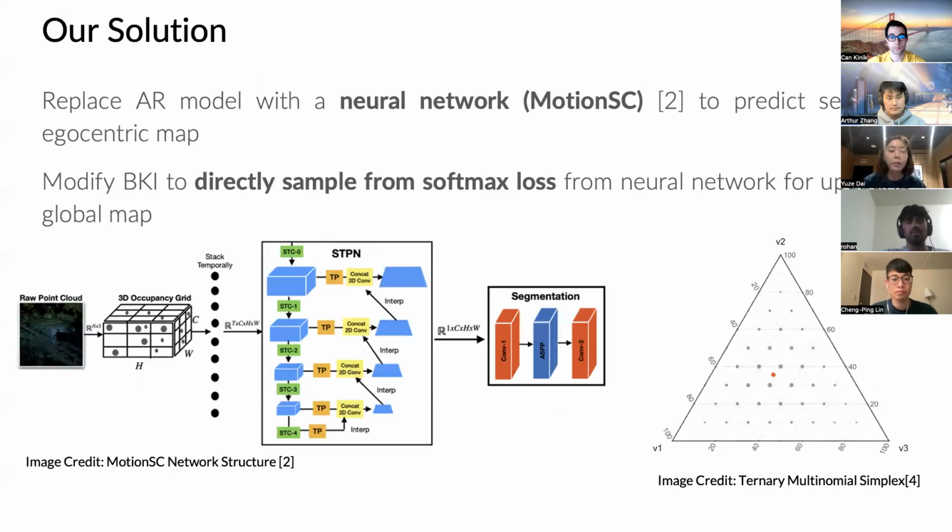Here's a highlight of our solution. We replaced the autoregressive model with a neural network, which is called MotionSC, to predict a semantic egocentric map. We also modified BKI to directly work on the softmax value output from the neural network for updating the global map.